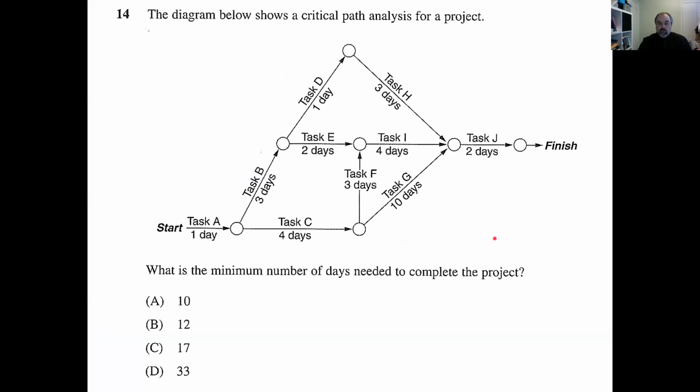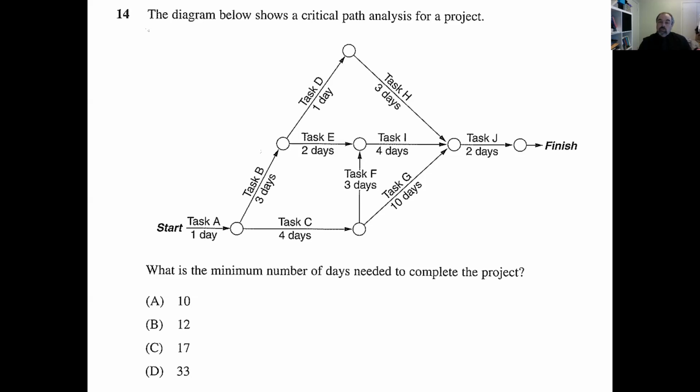Our second question is a typical critical path question. Every so often these questions come up and students often get confused working this out, and the reason is the definition of critical path. This is a scheduling tool in operations, but basically the definition is the minimum number of days needed to complete all tasks and finish a project.